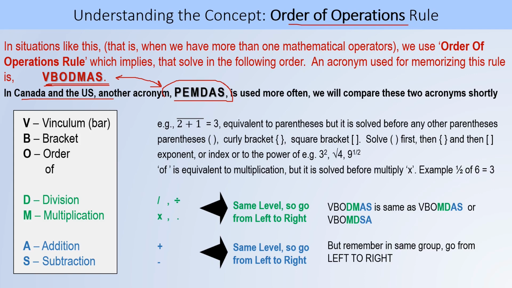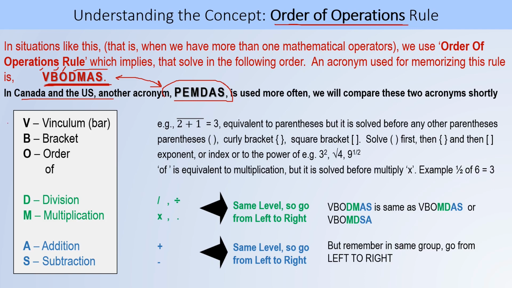But first, let's understand the order of operations, that is the order in which the mathematical operators such as addition, subtraction, division should be solved in a given expression. So our rule is that we should follow the VBODMAS acronym, in which the V comes first, so we solve the V operator first, then the B operator, followed by the O operator, D operator, M, and so on.